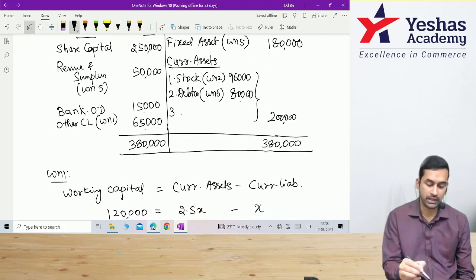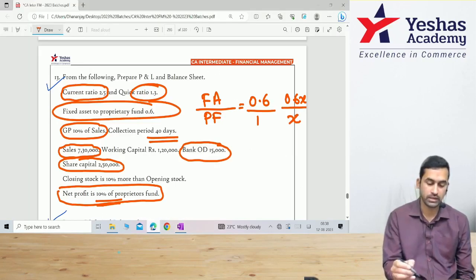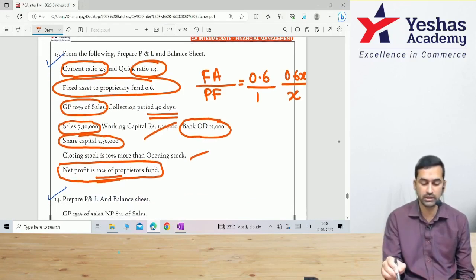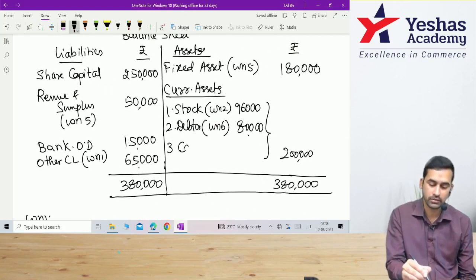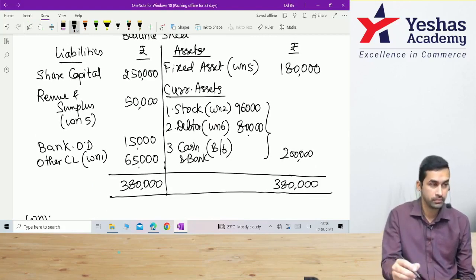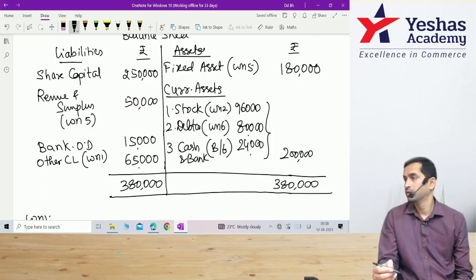What else is available? I'll check before I fill it as cash. Working capital we took in the working note. Closing stock is more than opening stock. I think all adjustments are taken. So this has to be cash and bank, the balancing figure. What's the number? 24,000. The balance sheet is done.